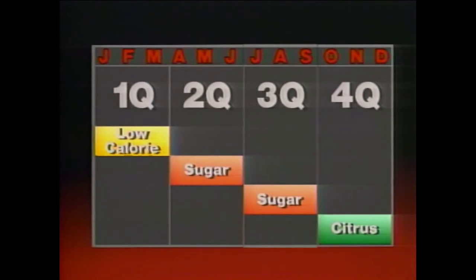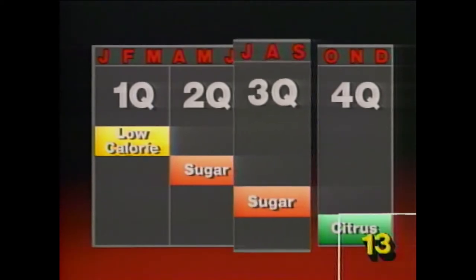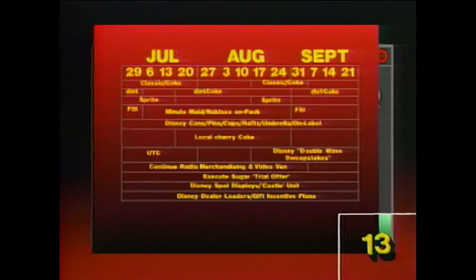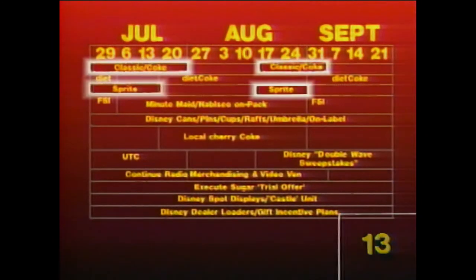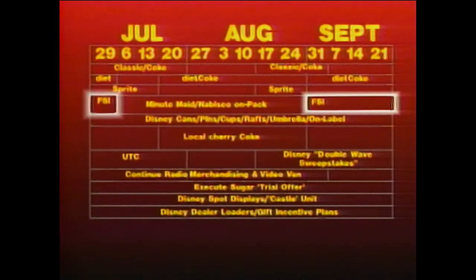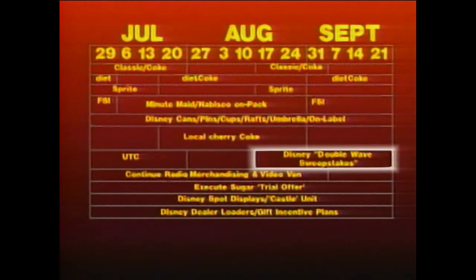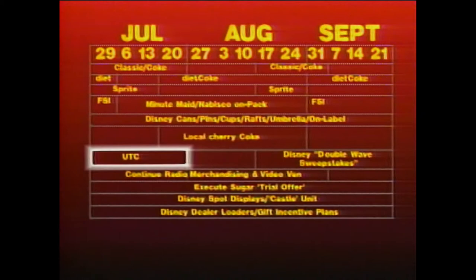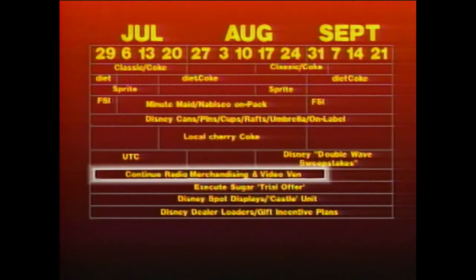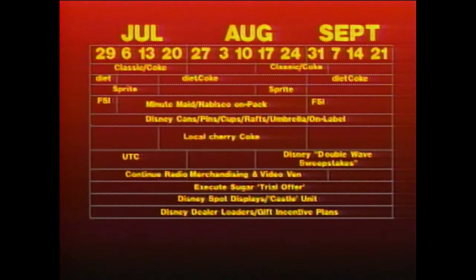Sugar brands are the emphasis again in the third quarter. To help you get the incremental displays you need during this period, there is a strong schedule for sugar brands. National FSI offers, several Disney purchase continuity programs and special dealer loaders, a unique sweepstakes concept designed for you to customize to fit your special needs, an all-new UTC program, introduction of a new and improved video van, three radio merchandising plans. Now for a closer look at these flexible opportunities.